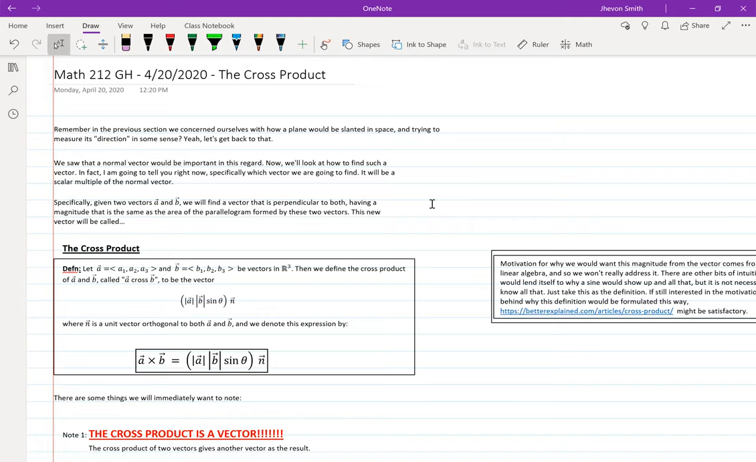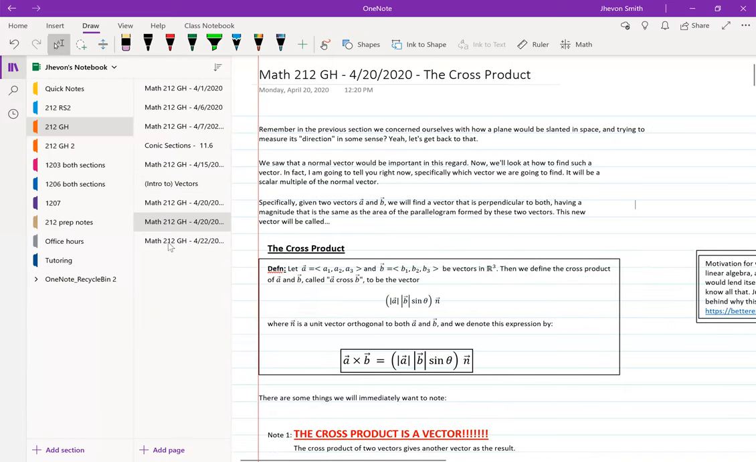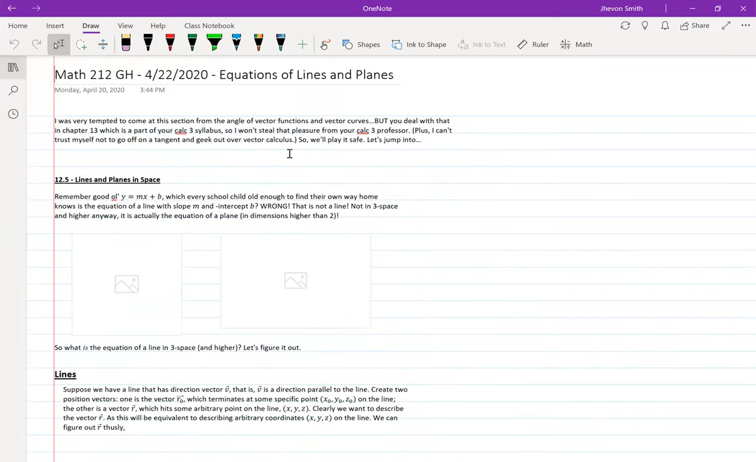Now, for those of you who might be thinking, why are we going to talk about equations of lines and planes again? I know about the equation of a line. Do you? Do you really know the equation of a line? What is the equation of a line? Pick out any school kid old enough to walk home by themselves and ask them, what is the equation of a line? They're going to say, y equals mx plus b. This is a line with slope m and y-intercept b. And this is wrong. This is no longer the case.